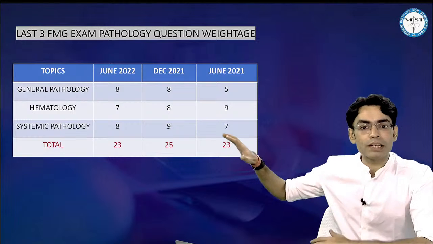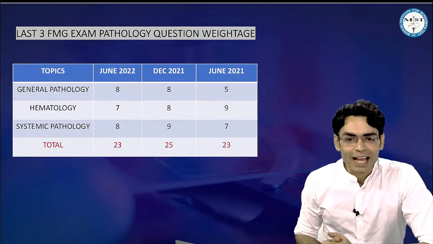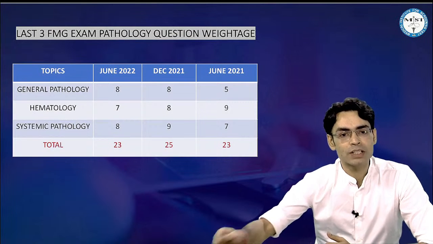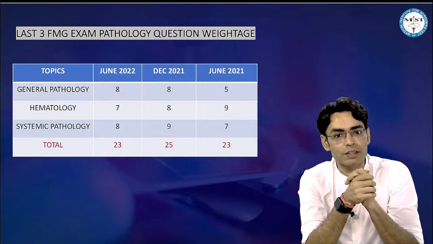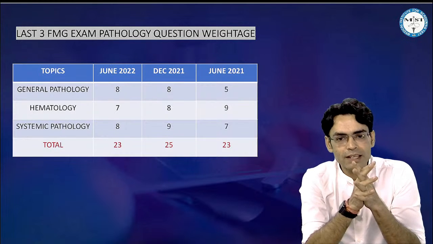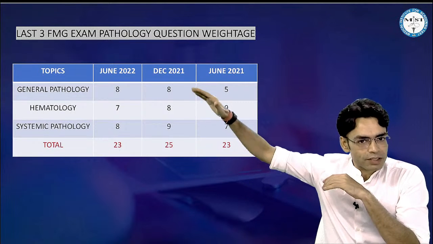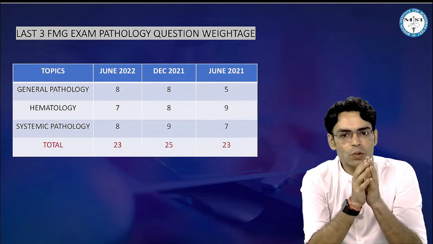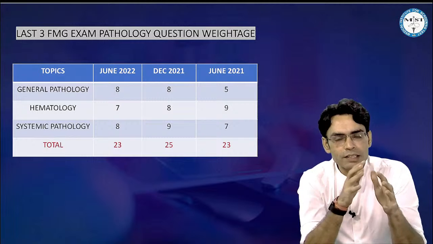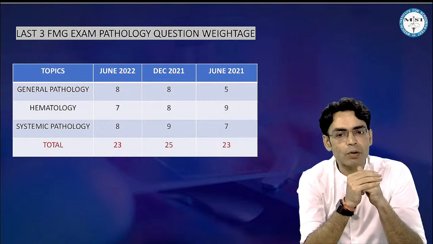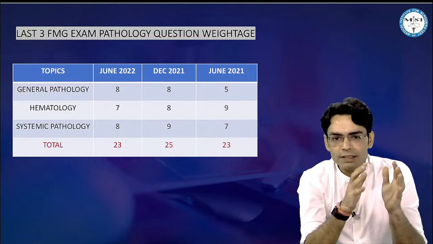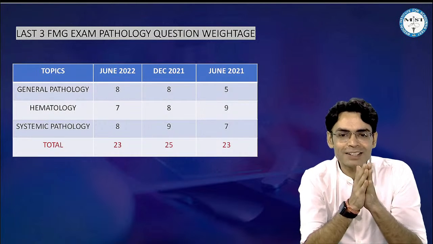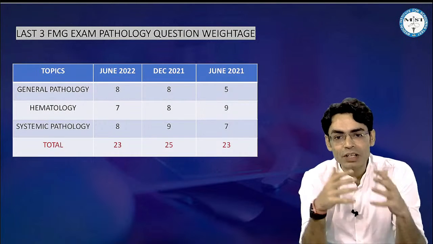This is all about the recall which the students have given us. General path had 8 questions, hematology had 7 questions in the last session, and there were 8 questions from systemic path. The total number of questions was 23. Then in December, the total was 25, and in June, the total was 23. More or less, every part of pathology is important, so we will take care of all the systems here, and I will give you questions on every part and on the topics which are very frequently asked in the exam.